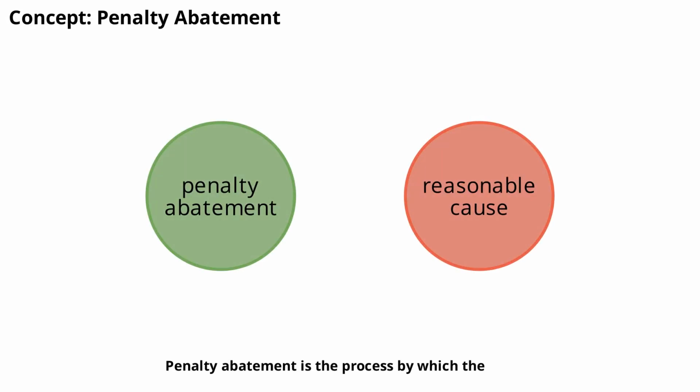Penalty abatement is the process by which the IRS removes or reduces penalties for qualifying taxpayers. This can happen if you have a good compliance history or can show reasonable cause for non-compliance. Understanding abatement options can help you manage unexpected tax issues.